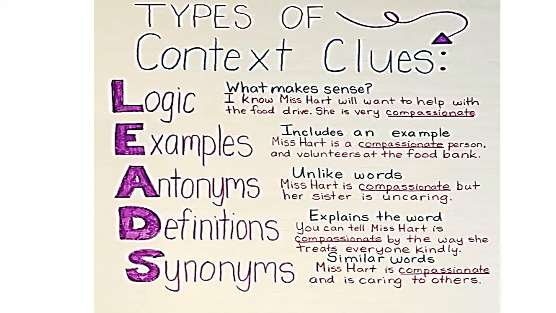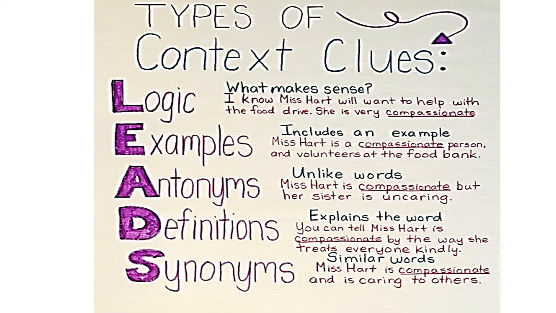Next, definition. In LEADS, D is for definitions, and let's read the sentence. You can tell Miss Hart is compassionate by the way she treats everyone kindly. Here they're explaining what the word compassionate means. When they say by the way she treats everyone kindly, it is basically defining the entire word compassionate. So sometimes this is how you could derive the meaning of a word.